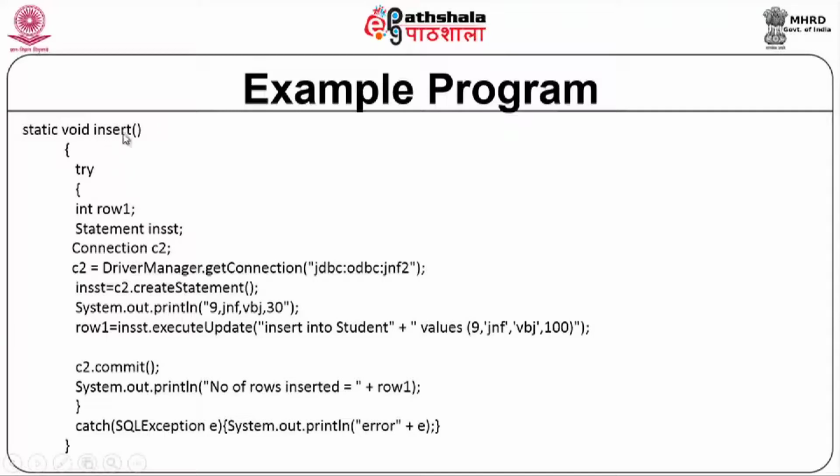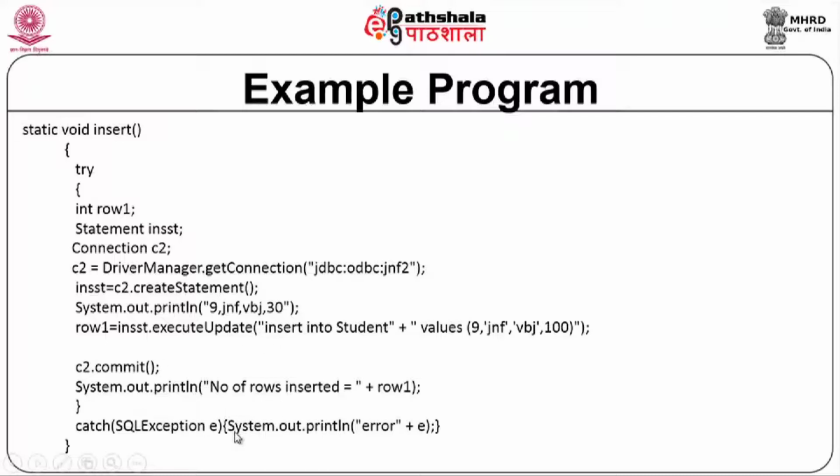The next function is an insert function. To do an insert function, again we have created a statement object. Now we try to insert a new record. If you want to do an insert operation, we use a method called executeUpdate. The executeUpdate method is for insert, update as well as delete operations. Use the statement object, insert statement dot executeUpdate, and give your insert query string. The insert string is given here: we want to insert a new record like 9, JNF, VBJ and 100, and then we have committed it.